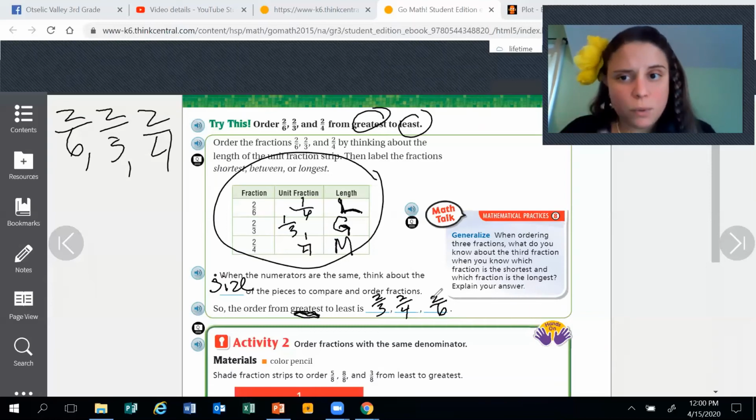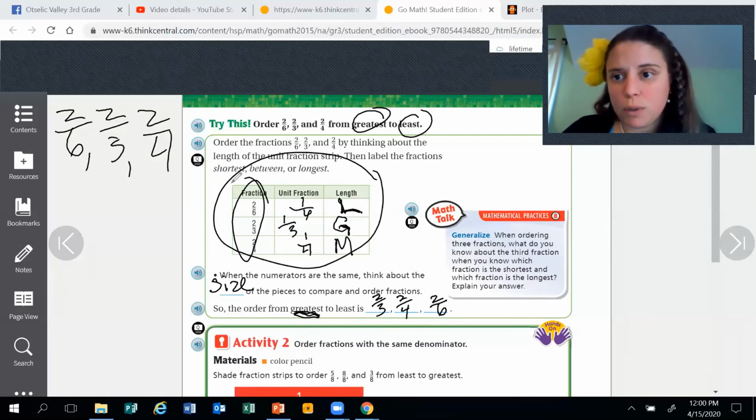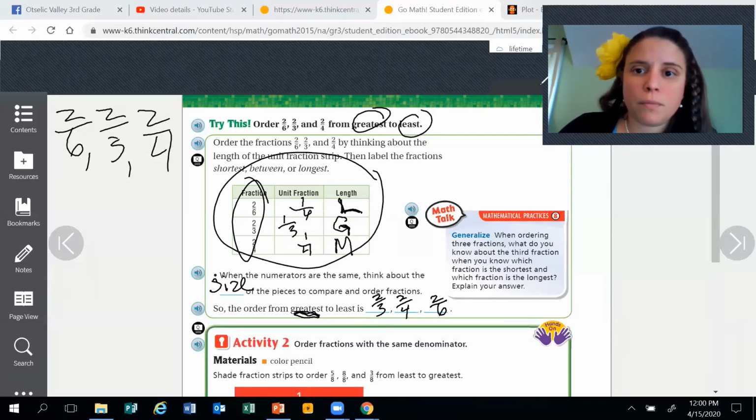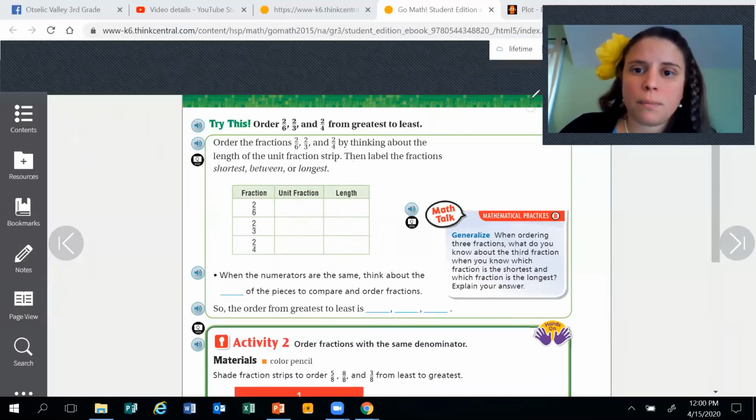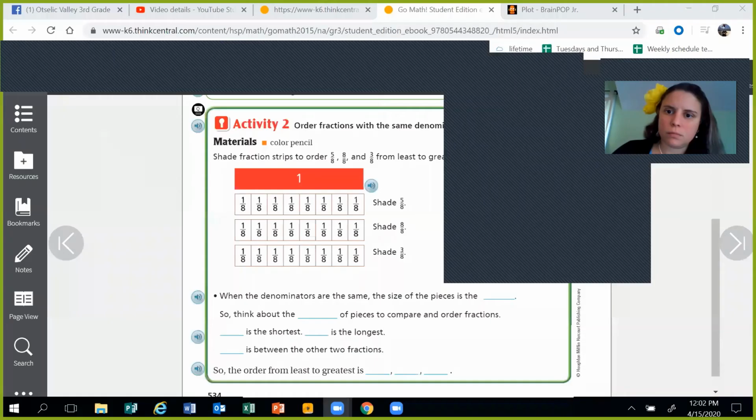Now be careful when you're doing this. If it asks you to write the unit fraction, don't write them here. Okay? We really need to use the original fractions when we put them in order. Otherwise, you're going to get it wrong. Okay? All right, let's look at the bottom.